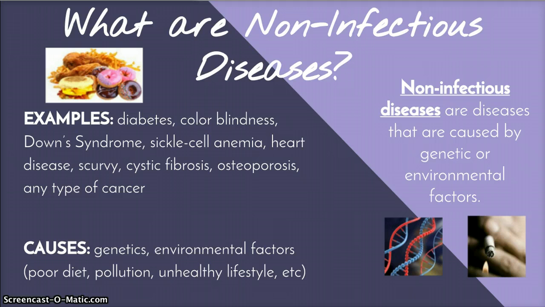Examples of non-infectious diseases are diabetes, color blindness, Down syndrome, sickle cell anemia, heart disease, scurvy, cystic fibrosis, osteoporosis, and any type of cancer. This is a short list. There are many others that are not included, but these are some common ones that you may have heard of. Again, the causes of these are genetics, so you're born with it, or some type of environmental factor that causes your body to not function as well. So, a poor diet, pollution, an unhealthy lifestyle, so lack of exercise, or drugs, smoking, alcohol, something that could damage the tissue in your body.